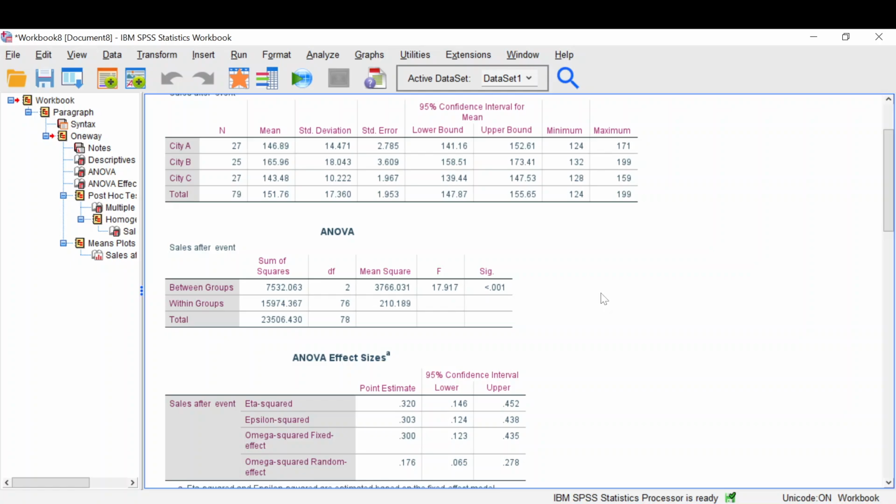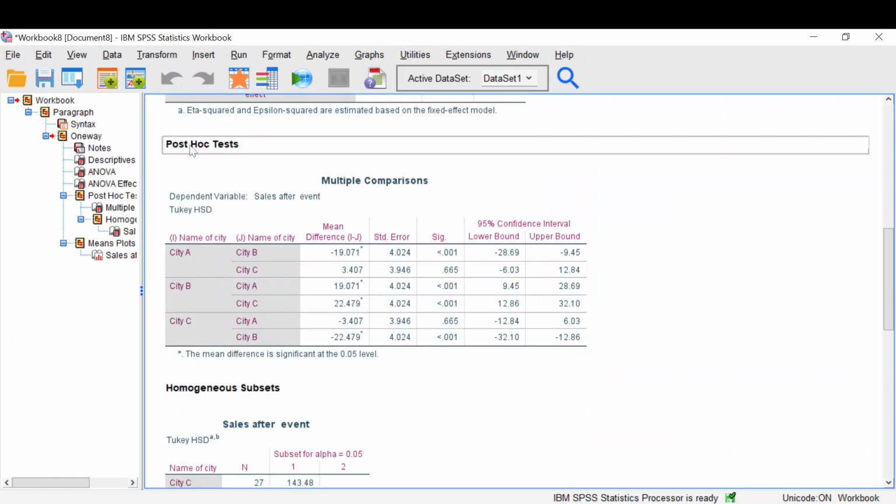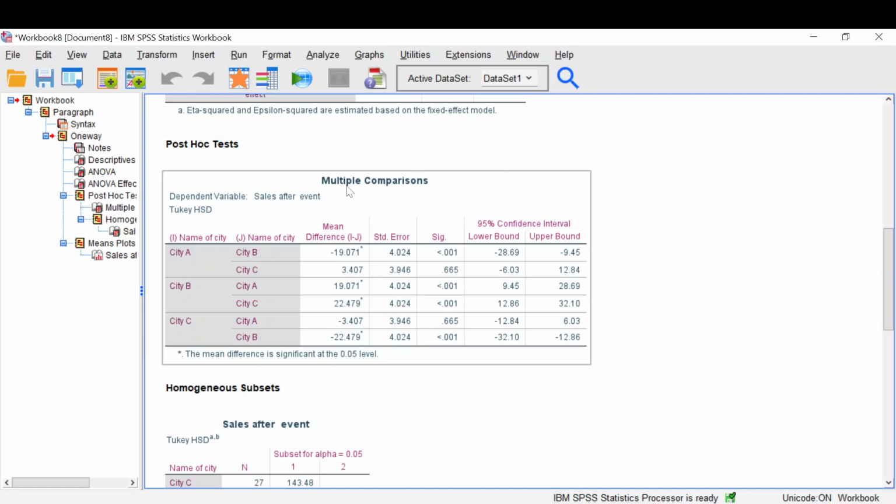So we're going to ask ourselves now, where are those differences? Unfortunately, an ANOVA on its own cannot tell you where the differences are. It only tells you that there is a difference, okay? However, don't fret because we can do a post hoc test to determine where those differences are. And this is here. So the post hoc test table looks at multiple comparisons. It's essentially multiple t-tests all done at the same time.